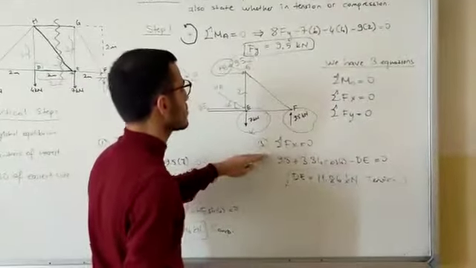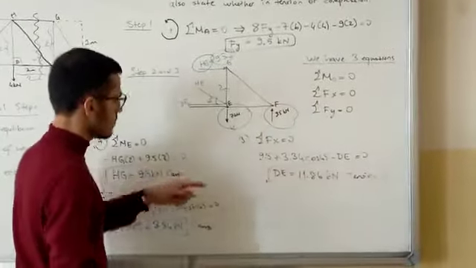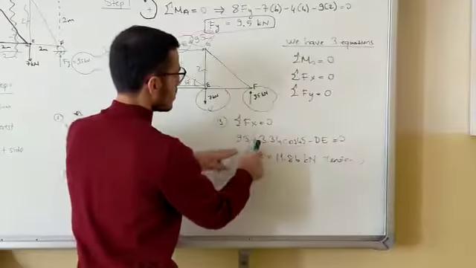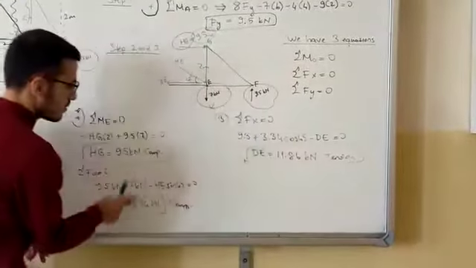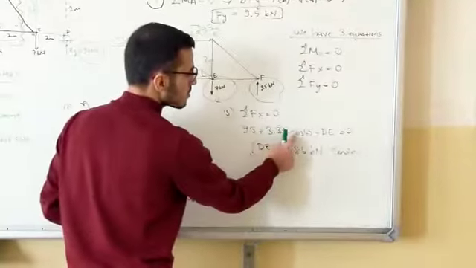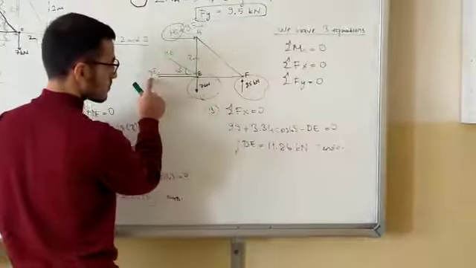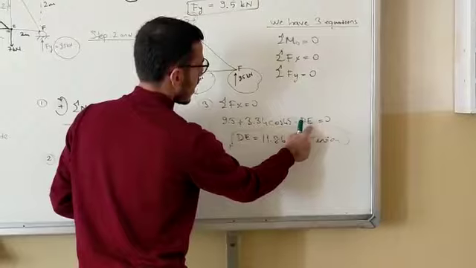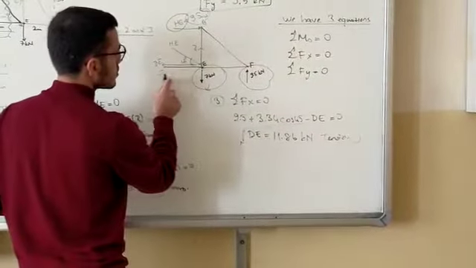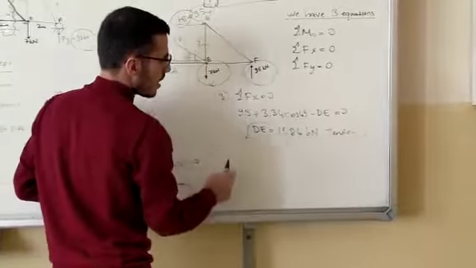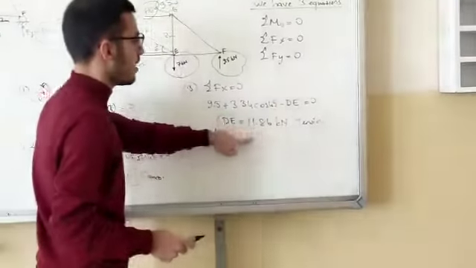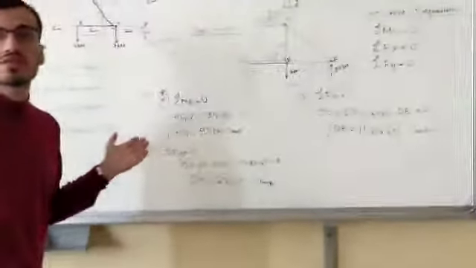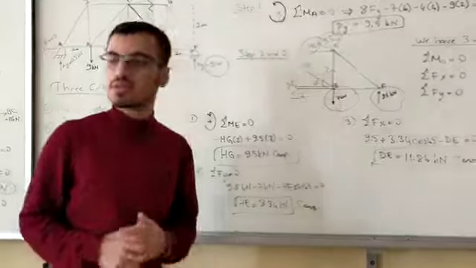And the last step is total Fx equals 0. We have 9.5 plus 3.34, which we found already, and we need to multiply by cosine 45 here, and minus DE. It is the negative direction of x. And here we can find DE, 11.86 kN tension. This is the end of the topic.